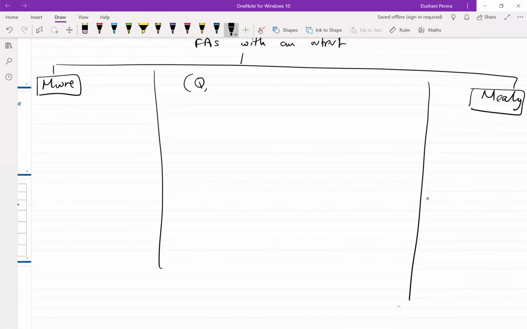They have a Q, sigma, just like what we discussed in the previous weeks, delta and a Q naught, and then they have something called tau and omega. Q, sigma, delta, and Q naught are the same: set of states, alphabet, transition, initial state. Tau means the output alphabet.